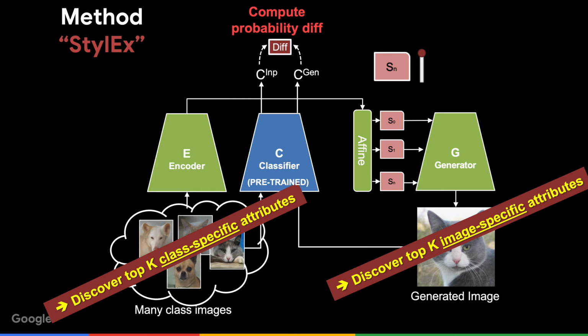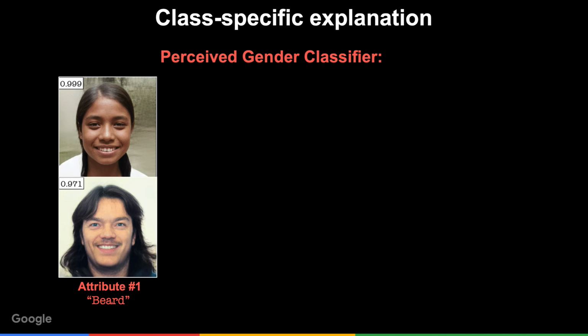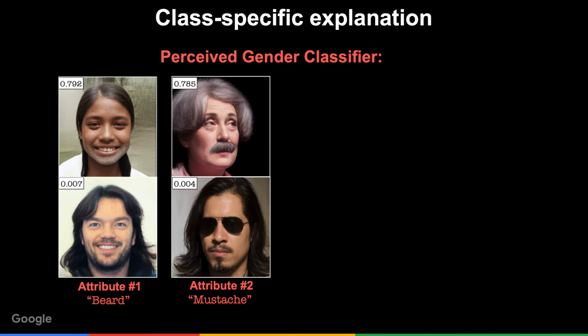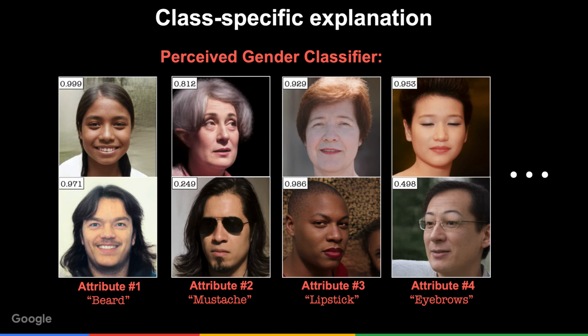Let's see a few such examples. We already saw an example of image-specific explanation on the cat image. Let's now see some examples of class-specific explanations. For a perceived gender classifier, here are the top 4 detected class-specific attributes exemplified on multiple images that best demonstrate them. The first attribute was a beard. The second was a mustache. A lipstick attribute. Eyebrow thickness, etc.